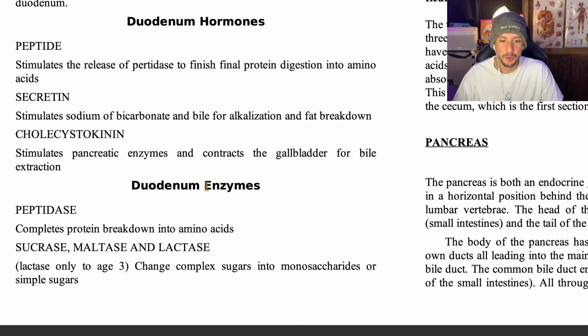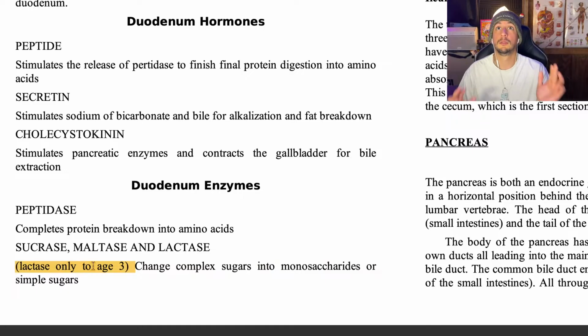All right, some duodenum enzymes are peptidase. The peptide enzymes, the hormones, they go hand in hand. This completes protein breakdown into amino acids. Sucrase, maltase, and lactase, which is only up to age 3.